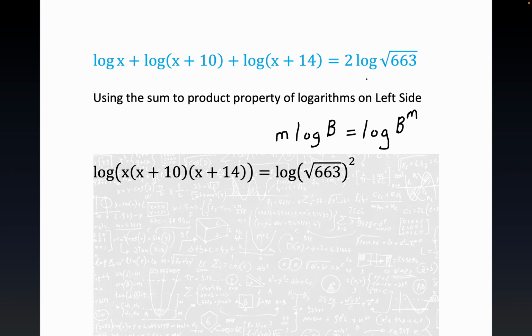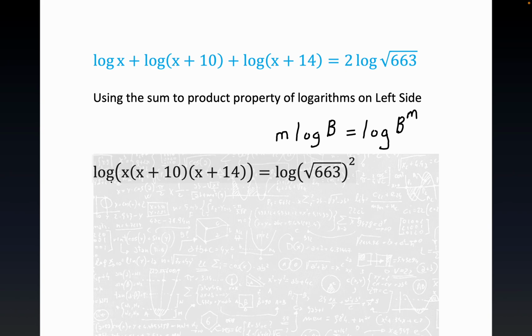Alrighty, that's exactly what happened here. Our m is 2. We drag it around here. Now this works out nicely, and by the way, this is the sum to product property of logarithms. We have a sum here. Now it becomes a product. Very, very convenient property. It also follows from the laws of exponents.